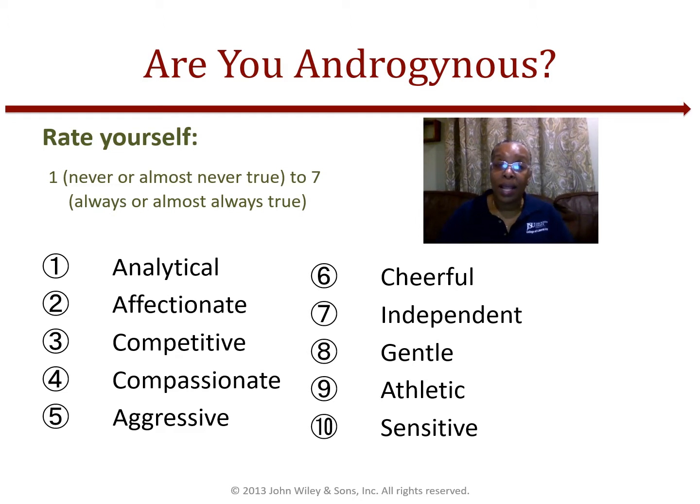Now, what I'll ask you to do is pause the video, take a moment, and rate yourself, from one, that it's never or almost never true of you for any of these particular attributes, up to 7, that it's always or almost always true for yourself. Okay? Now, you're going to rate each between 1 and 7, right?